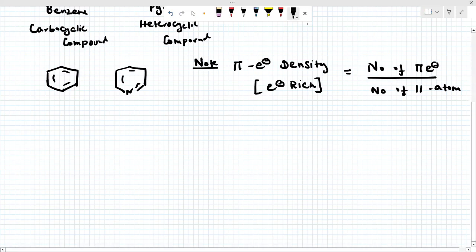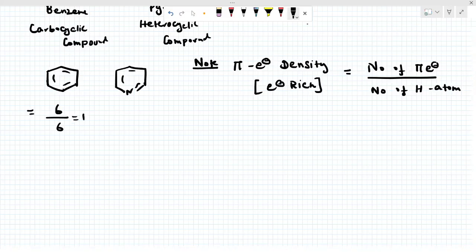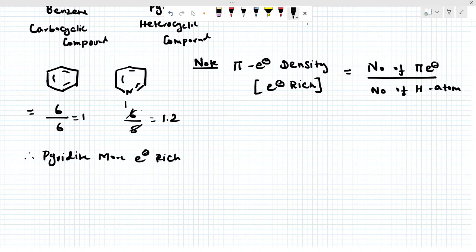This is a hydrogen atom. Now, in the case of benzene, how many pi bonds? 3 pi bonds, therefore 6 pi electrons. How many hydrogens? 6 hydrogens. The answer is 1. Okay. In the case of pyridine, the number of pi electrons, 3 pi bonds again, 6 electrons. This is 5. The answer is what? Around 1.2. Yes or no? Therefore, pyridine is more electron rich as compared to benzene.